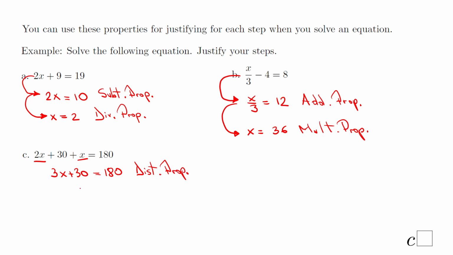Then my next step will be to subtract 30. So I'm going to have 3x here, because I get rid of the plus 30, equals 150. So this is the subtraction property. And one more step to find x will be to divide by 3. So we have x equals 150 divided by 3, that will be 50. And this will be the division property of the equality. Okay, so these are steps you can use in the justification for solving an equation using the property of equality.